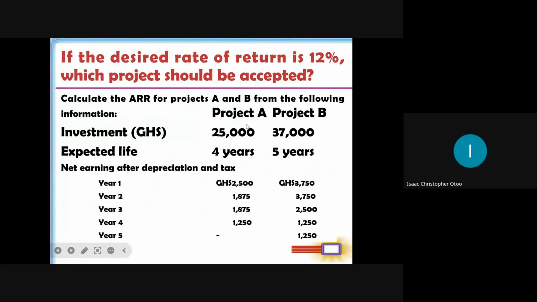Here is the second one, look at it. It says if the desired rate of return, so now they are giving you a target of 12%. Which project will be accepted? Here, the projects are mutually exclusive. Project A has an investment of 25,000, and project B is 37,500. Expected lifespan for A is 4 years, and for B 5 years. Next are the earnings after depreciation and tax. Use them to find the average annual income for A.